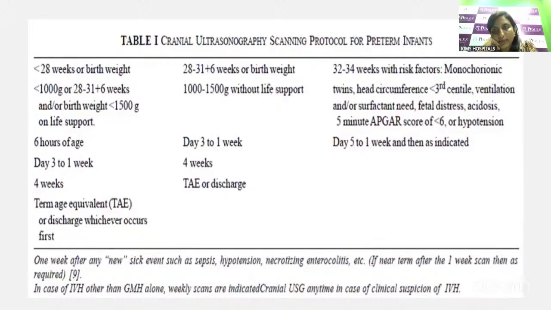In much bigger babies, 32 to 34 weekers, but having risk factors like twin babies, MCDA twins, and babies with microcephaly, babies requiring high ventilator support, surfactant, fetal distress, asphyxia, acidosis, low Apgars, hypotension. In these babies, there are no clear-cut protocols, but it can be done day 3 to 1 week as indicated.